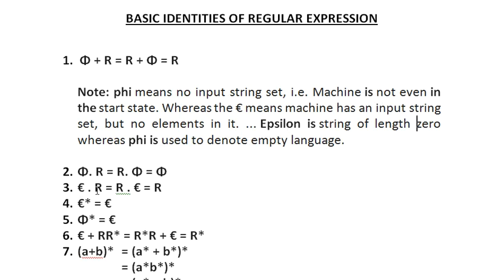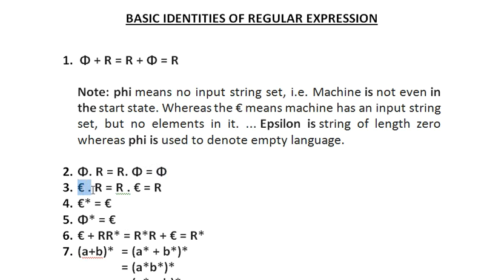So these are the two expressions we are having. Phi plus r, this identity you have to remember. R plus phi will always be r, that means r plus 0, like that. Phi into r, definitely if you take the product with a 0, empty, definitely the answer will be 0.